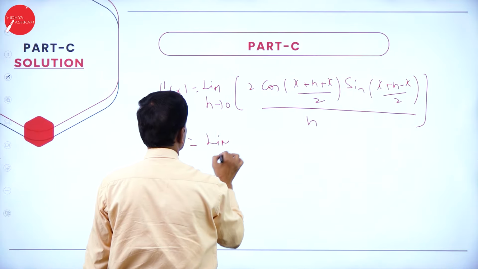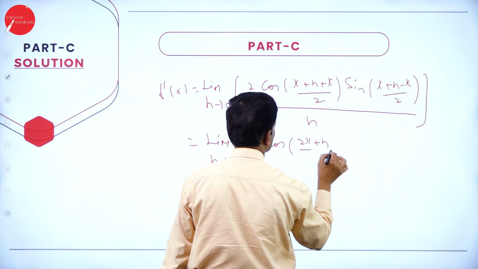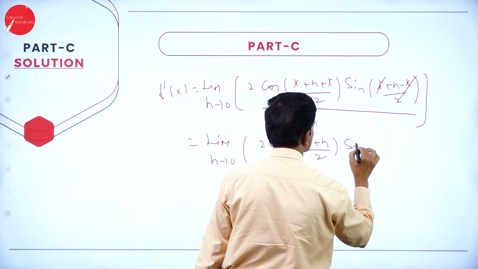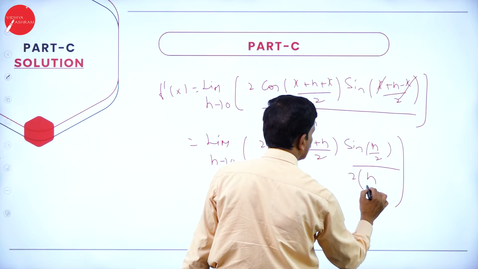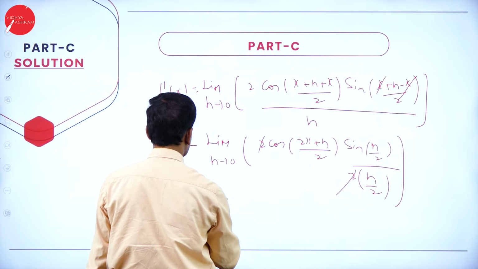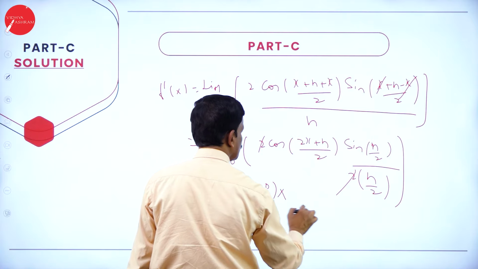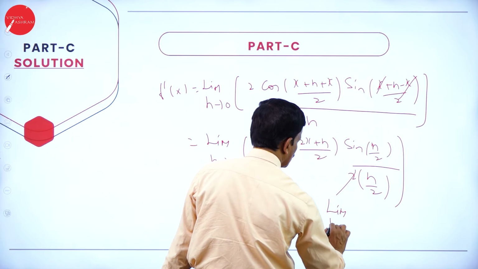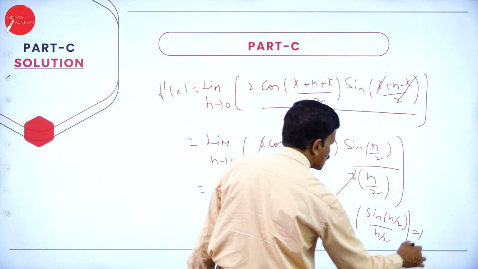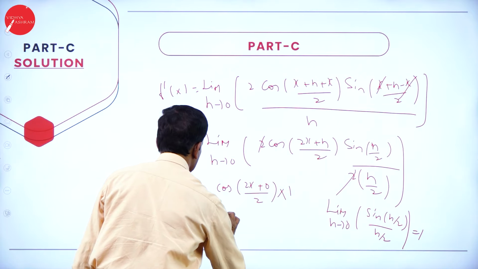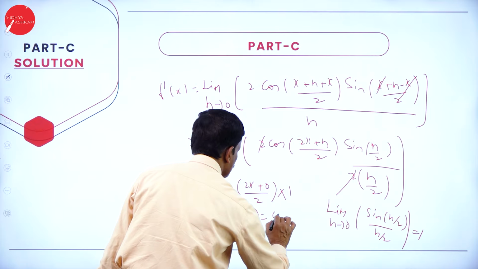This is equal to limit h tends to 0 of 2 times cos of (x plus x is 2x plus h) divided by 2 into, x minus x gets cancelled, sine of h by 2, divided by this h comes here. So for this just multiply and divide by 2. So this 2 and 2 gets cancelled. If you apply the limit, what happens? Cos of (2x plus 0) divided by 2 into sine h by h, because limit h tends to 0 of sine of h by 2 divided by h by 2 is of the form sine theta by theta, that's equal to 1. So this is equal to cos of (2x plus 0 is 2x) divided by 2 into 1, is 2x itself. So 2 and 2 gets cancelled, cos x.